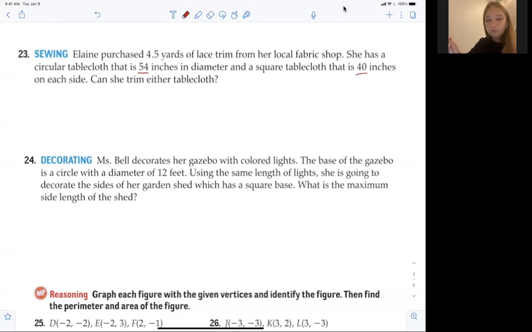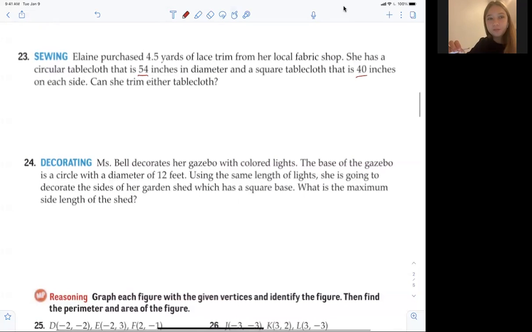Yes, 36 inches. So if you have 4.5 yards, to me, that's easier to convert to inches. 4.5 yards is what? Come on, practice that mental math. Let's go. 100 what?